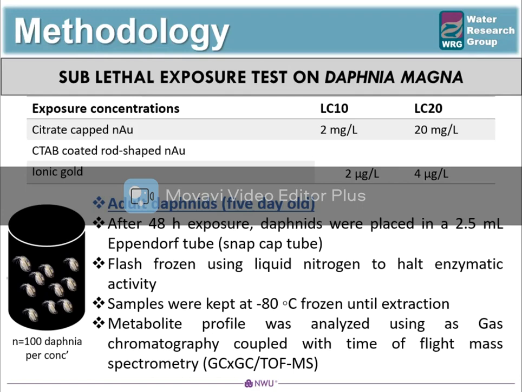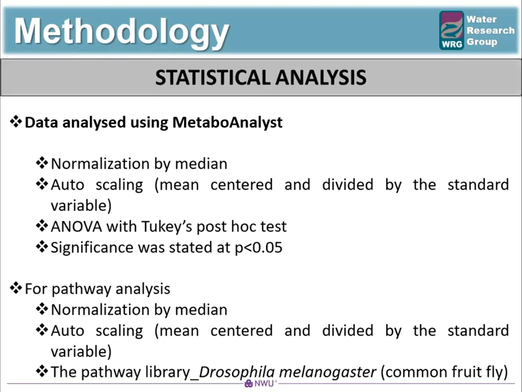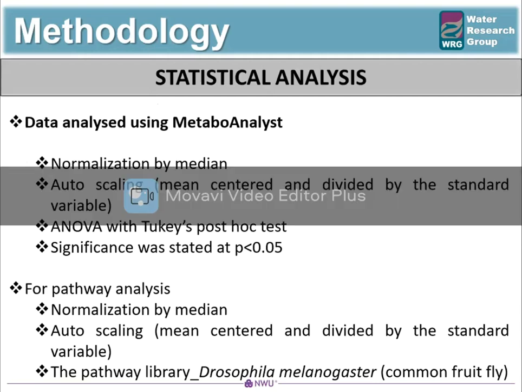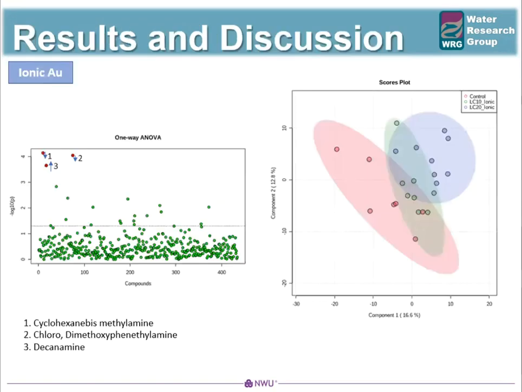The equipment used was GCMS. Data was analyzed using MetaboAnalyst, normalization by median, and autoscaling. ANOVA statistical significance was stated where P was less than 0.5. For pathway analysis, normalized by median and autoscaling, the library pathway used was common fruit fly.